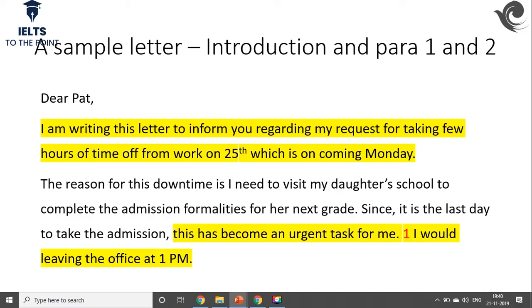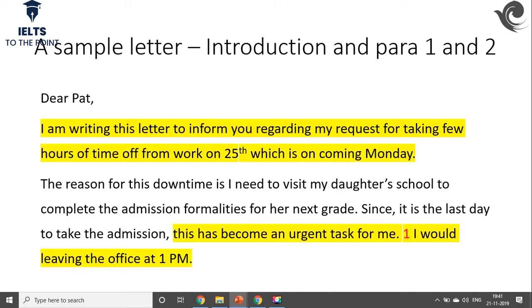Let's look into that. So this is one of the samples written by the previous students in the class. I have not revealed the actual identity, so don't worry about that part. He was there probably 3 years ago, and I would like to take that particular sample to explain this part. Now, "Dear Pat, I am writing this letter to inform you regarding my request for taking few hours of time off from work on 25th, which is on coming Monday."